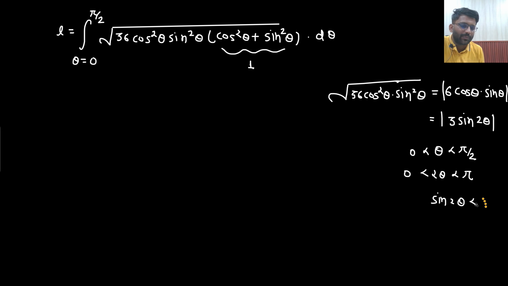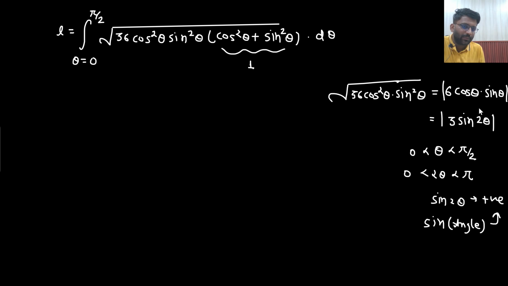Sin 2 theta will be always positive. Right? Basically sin of an angle, and the angle is between 0 to pi. So if the angle is between 0 to pi, sin will always be positive. No, this is 0, this is pi. So between 0 to pi, sin of any angle will always be positive.